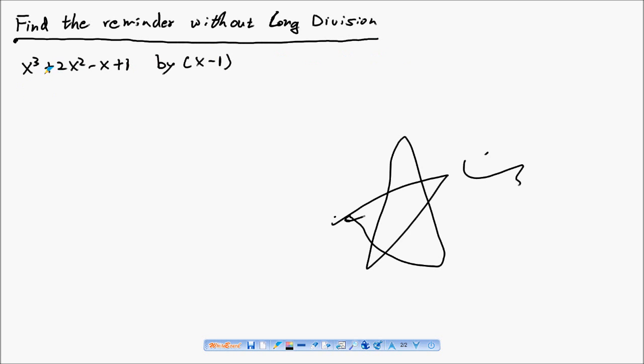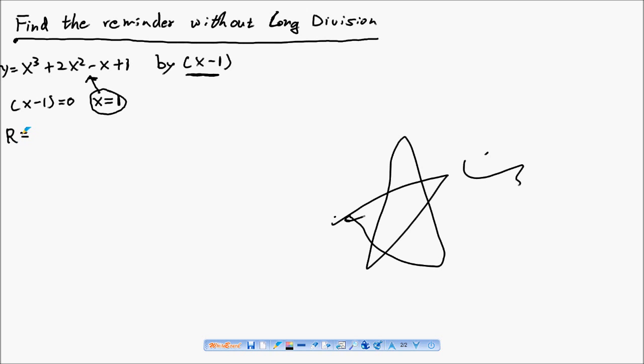The idea to find the remainder of function y when it's divided by x minus 1, without using long division, is, step 1, we make x minus 1 equal to 0, and x will be 1. And we have to substitute this number back into the function here, and we will have our remainder.